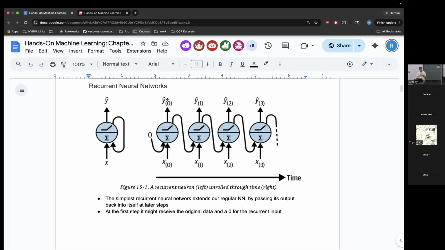And then it will output some value and it passes that back to itself. And then at this point, instead of getting the zero, like we see over on the left-hand side, you get some actual value that was output from the model. And then X1 is the next time step, and that gets passed through. And so you can loop through this.